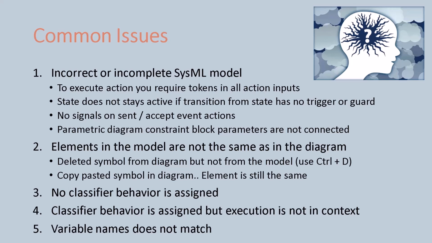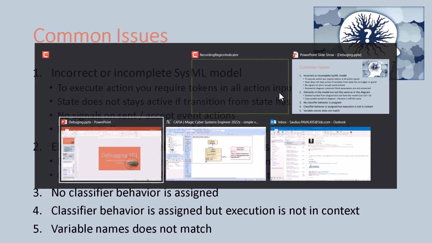But first of all, first things first, what are the common issues? First of all, it is an incorrect or incomplete SysML model. And there are a few specific places which we see all the time. To execute an action, you require tokens in all action inputs. This presentation will be organized as a demo, so we'll go through some slides and we'll see in the model.